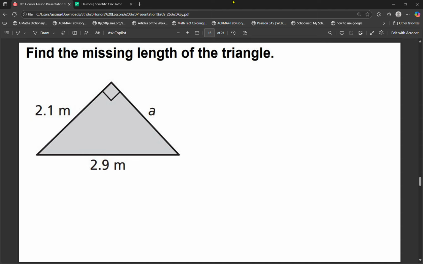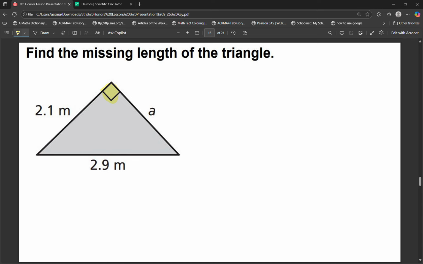Okay, so here's another example on how to find the missing length of a triangle using the Pythagorean theorem. Just keep in mind, make sure that your triangle has a right angle, so you can use the Pythagorean theorem. So you want to identify that real quick.